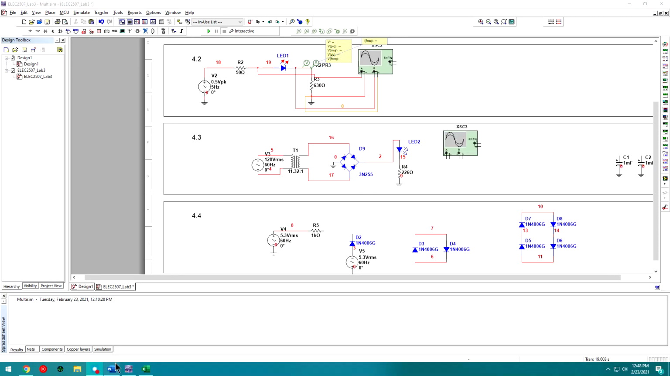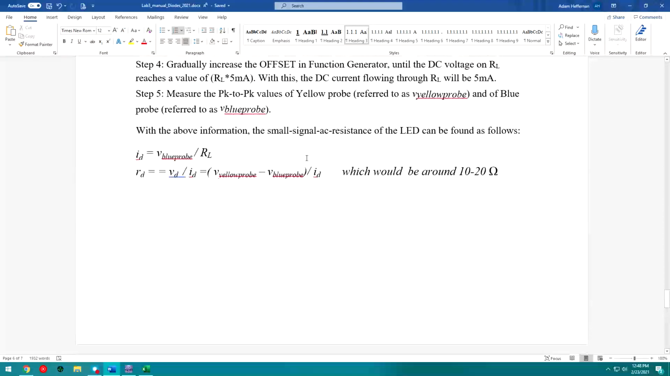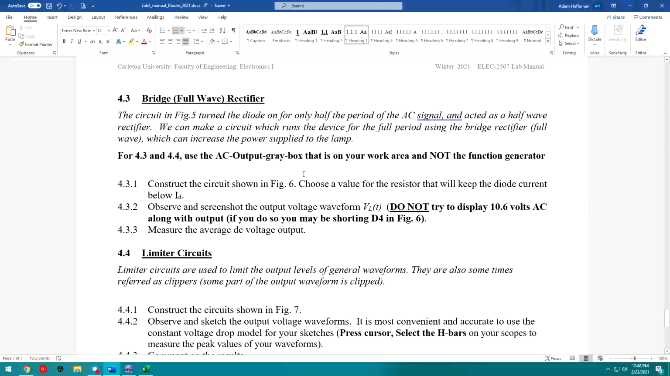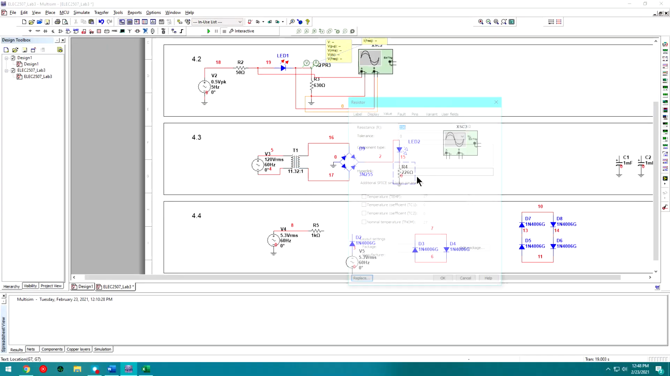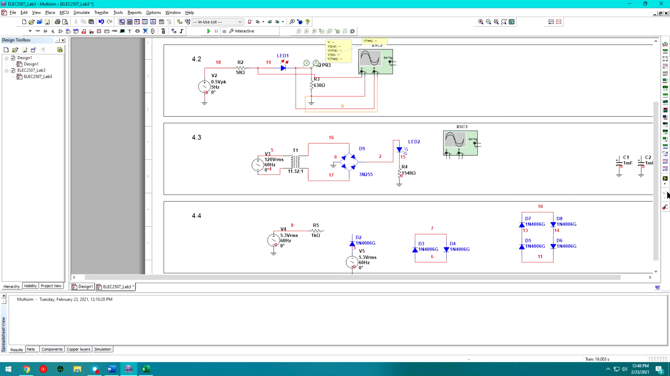We'll also want to keep the current through the LED and through this branch below a certain value, which was specified in resistors.pdf, and it's the same value you use for ID in 4.2. My value for ID again is 5 milliamps, and I've calculated that I should keep my resistance here under approximately 1.54k.